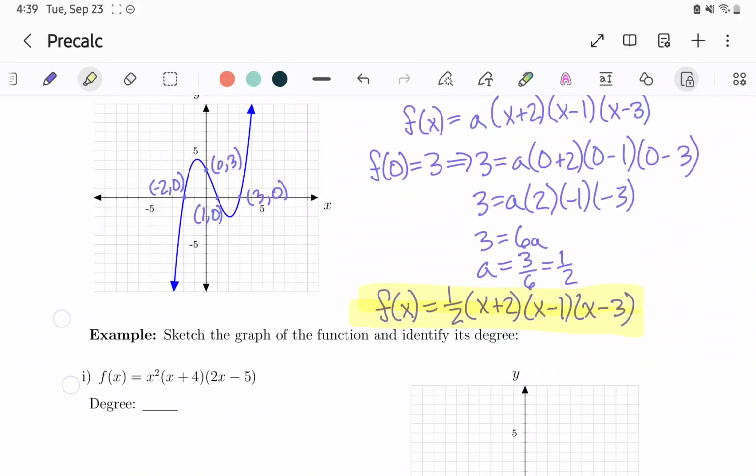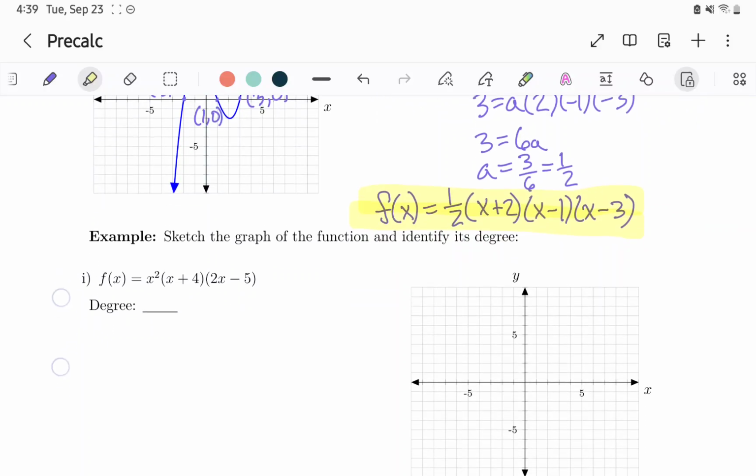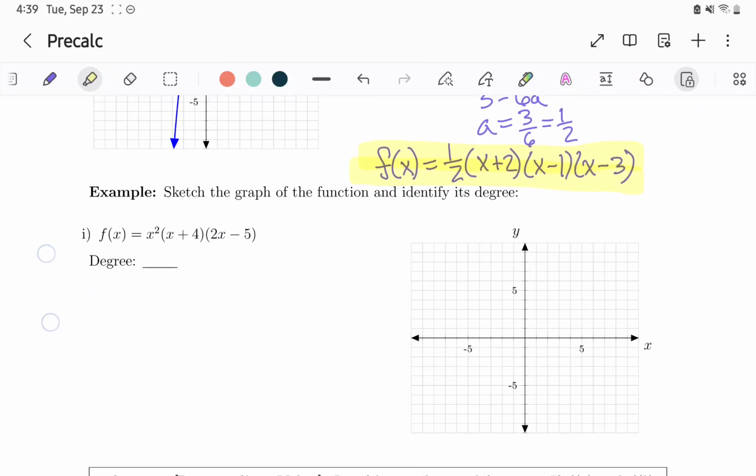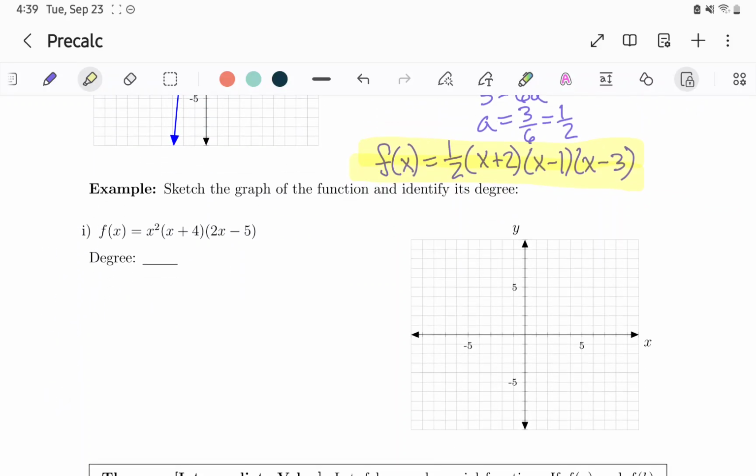Okay. In the next example, we are asked to sketch the graph of the given function and identify its degree. And so in one example of this kind of problem, we are given the polynomial function in factored form, f of x equals x squared times x plus 4 times 2x minus 5.